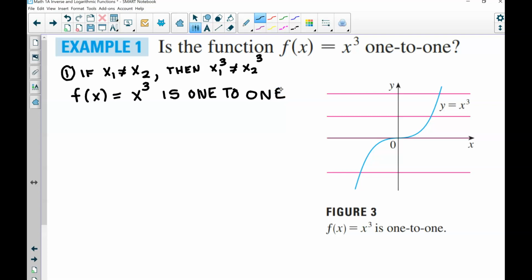Now, for solution number 2, from the figure, meaning that if we graph this function, we can see that there's no horizontal line that intersects the graph of x cubed more than once. So therefore, I'm going to abbreviate this, the horizontal line test would then tell us that it is what? A one-to-one function.